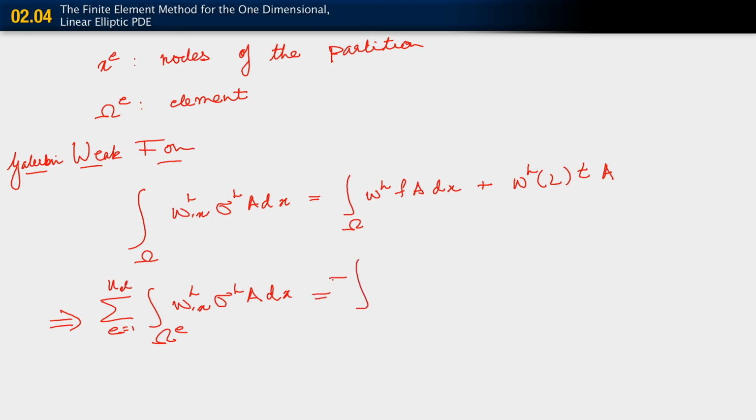And here too we have sum E equals 1 to number of elements, integral over omega E, WH F A dx plus WH at L T A. Okay, so this is the first thing that our partition of the domain into elements, subdomains, lets us do.